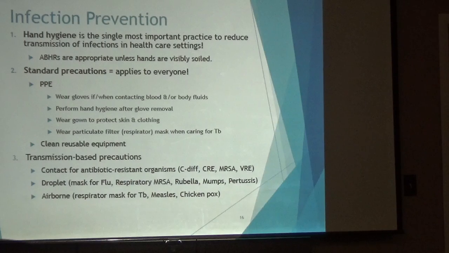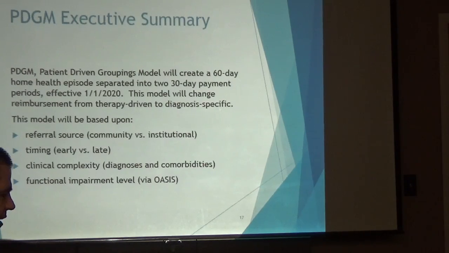And then just really quickly, transmission-based precautions. So what are contact precautions? We use that for antibiotic-resistant organisms, so your C. diffs, your CREs, your MRSAs, your VREs. And then droplet precautions is used for flu, any respiratory infection, MRSA if it's not just MRSA in the blood but in the respiratory stream, rubella, mumps, pertussis. And then airborne is for TB, measles, chickenpox.